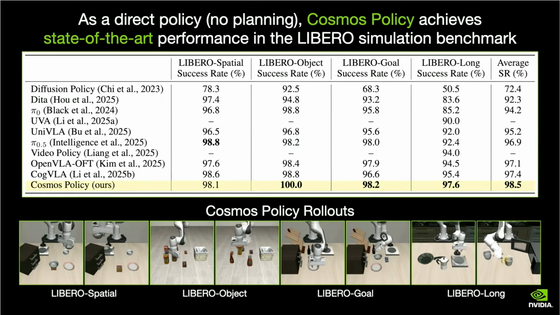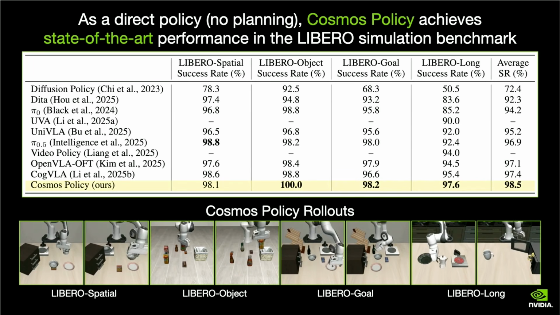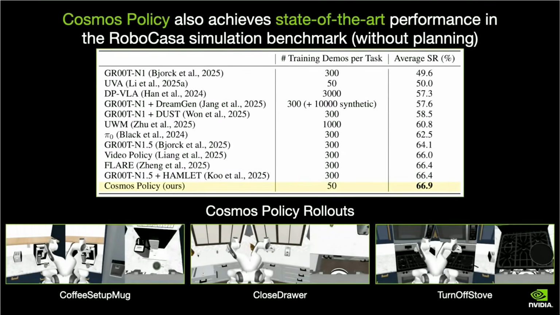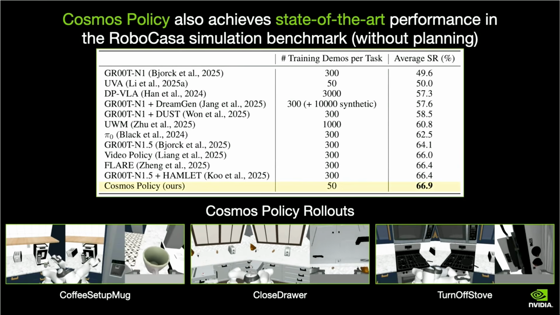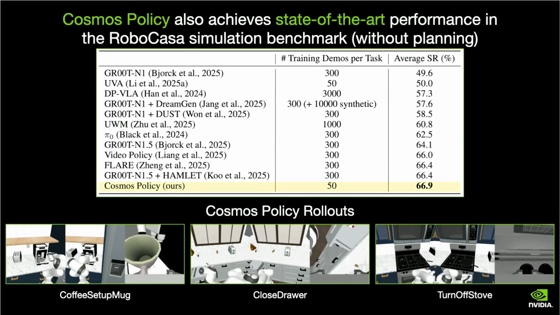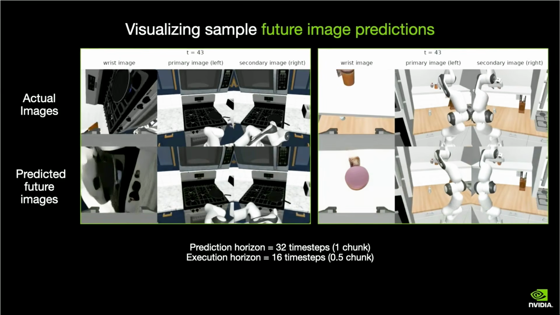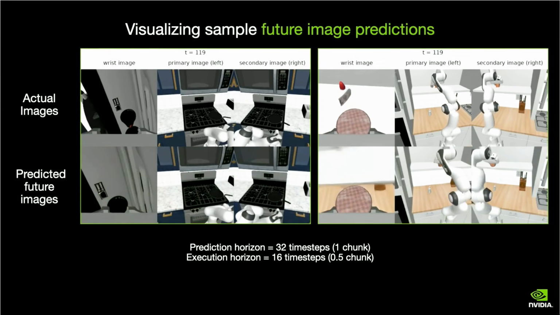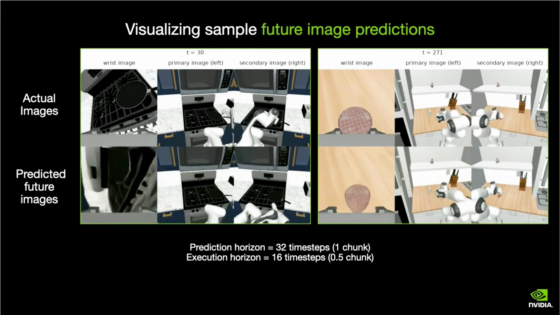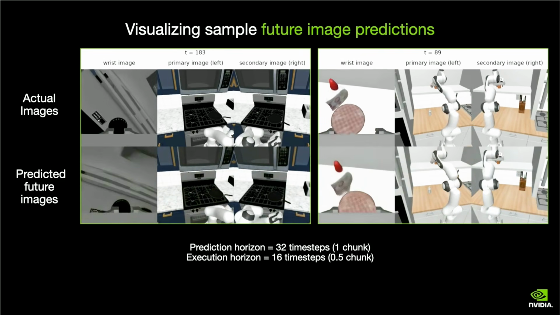Cosmos policy deployed just as a normal policy without any planning achieves state-of-the-art performance in the LIBERO simulation benchmark with a 98.5% average success rate. Cosmos policy also achieves state-of-the-art performance in the RoboCasa simulation benchmark, outperforming prior methods with significantly less training data. Here we show the actual images observed during rollouts in the top row and the futures that Cosmos policy predicts in the bottom row. The future image predictions are not needed outside of model-based planning, but they can provide useful visualizations of the policy's intent.